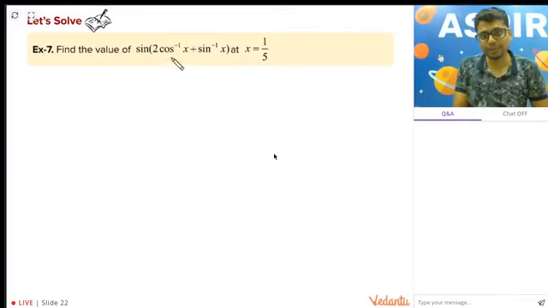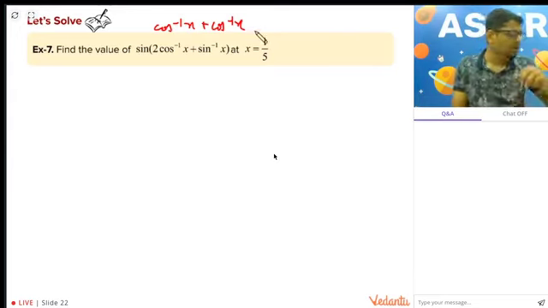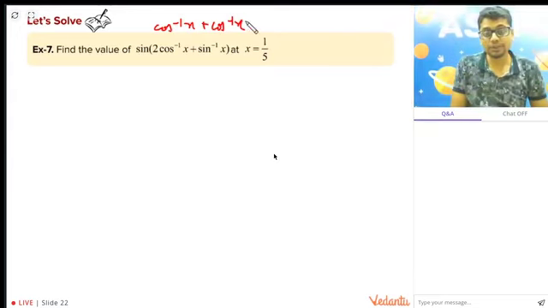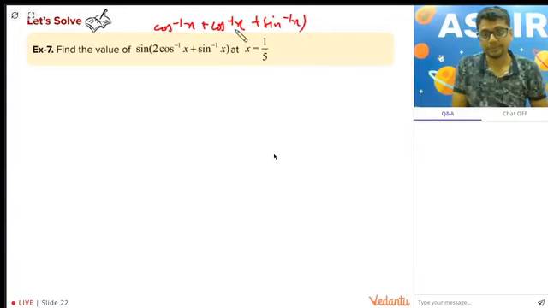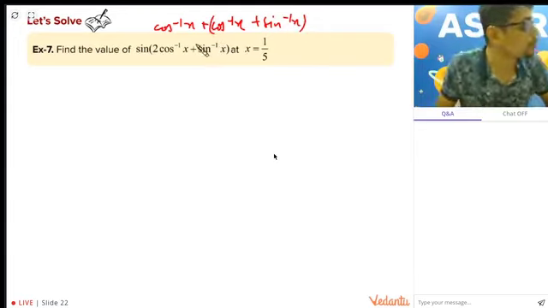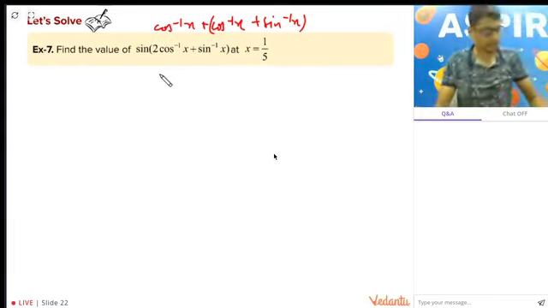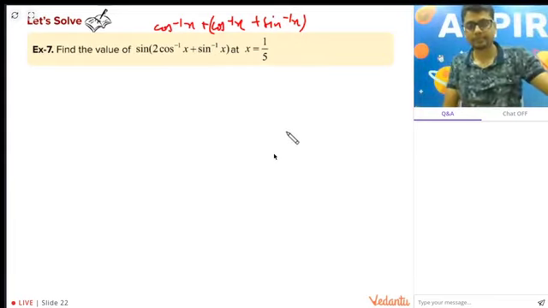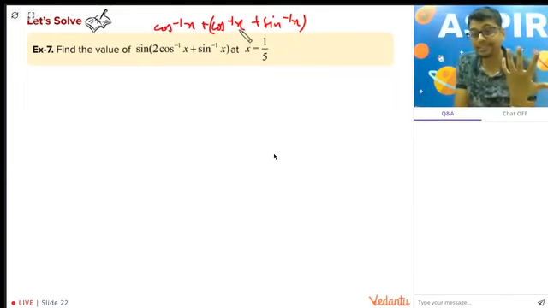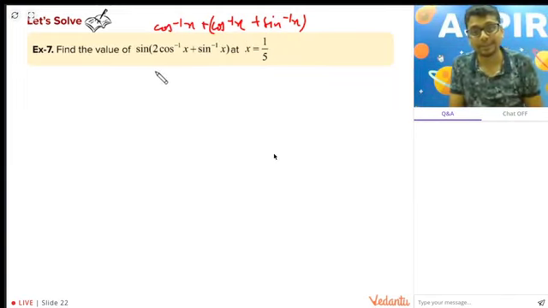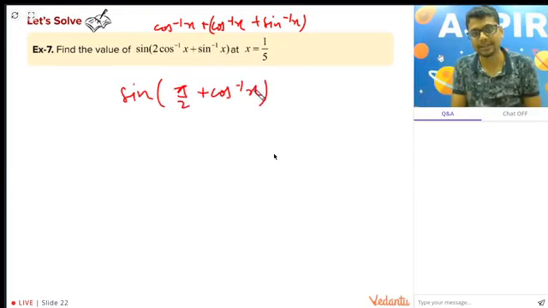It should click that 2 cos inverse x I can write as cos inverse x plus cos inverse x plus sine inverse x. I can write this way. So cos inverse x plus sine inverse x is always what? Pi by 2. Khatam. So sine of this is what? Pi by 2 plus cos inverse x is the deal here, right? Now sine of pi by 2 plus theta is what? Cos theta.